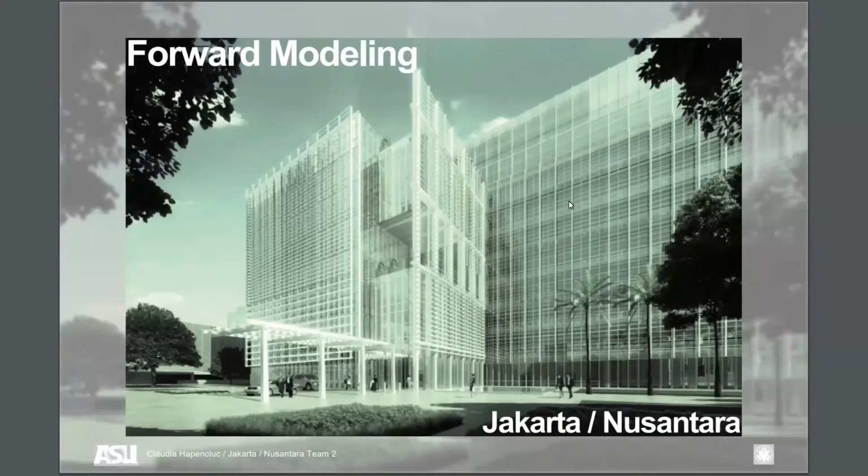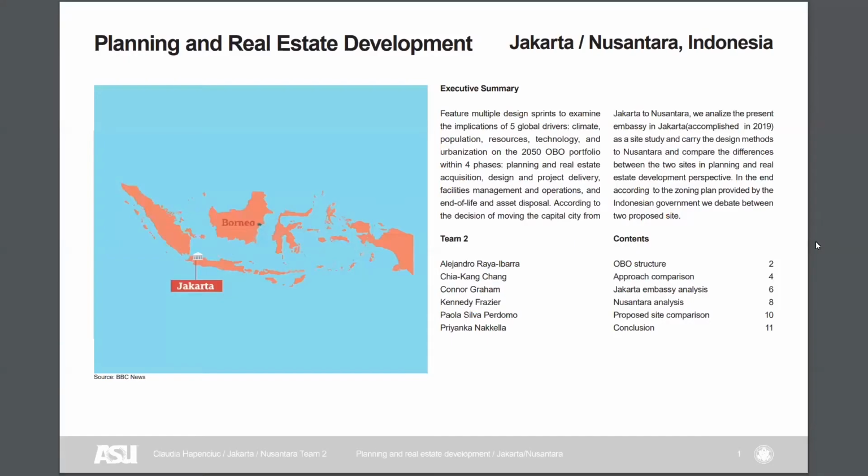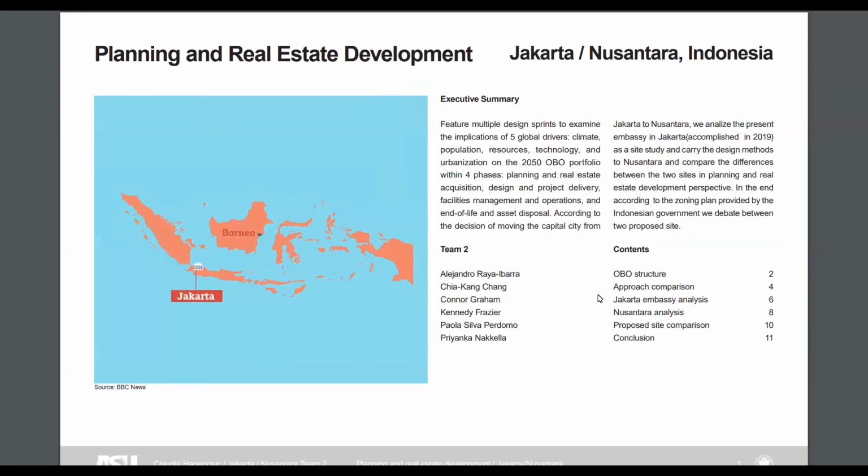This forwarding model, we are analyzing OBO structure in relation to both Jakarta and Nusantara. So the first phase that we're looking at is understanding the planning and real estate development in relation to both OBO and, again, as a site analysis of moving the embassy from Jakarta to Nusantara in Indonesia.